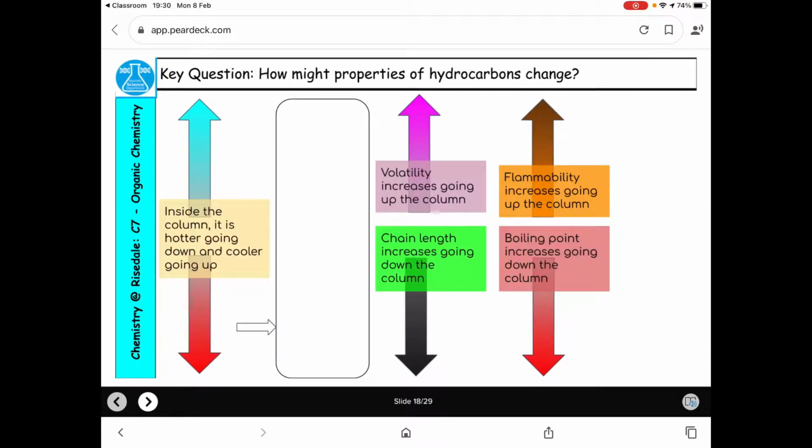So this is a picture, a very rough outline of the fractionating column. And inside the column, it is getting hotter towards the bottom of the tower. Okay? So the top of the tower is cooler and the bottom of the tower is hotter. Volatility increases going up the column. So the molecules at the very top of the column are more volatile than the ones at the bottom. Chain length increases going down the column. So at the bottom of the column, you've got the biggest chains. Flammability was linked to volatility. So flammability increases going up the column and boiling point increases going down the column.